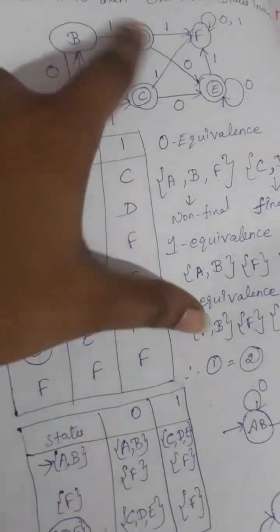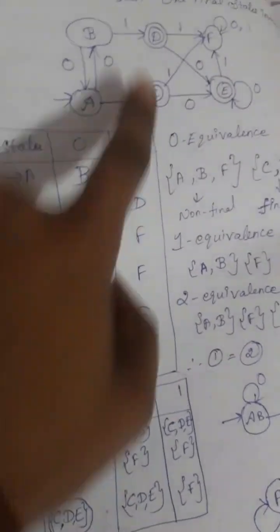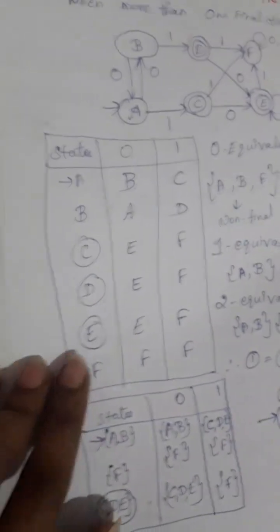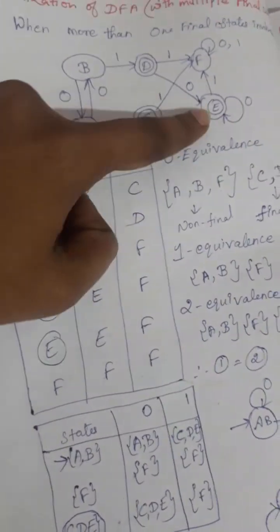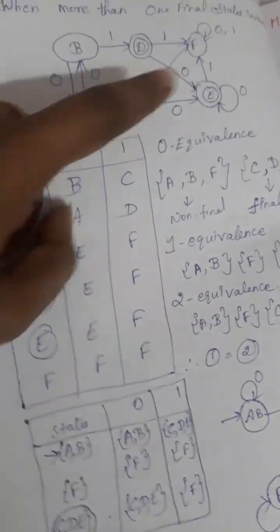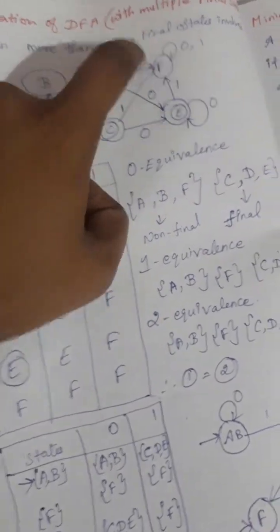D on getting input 0 goes to E. D on getting input 1 goes to F. Then E on getting input 0 stays in E. E on getting input 1 goes to F. F on getting 0 and 1 stays here.